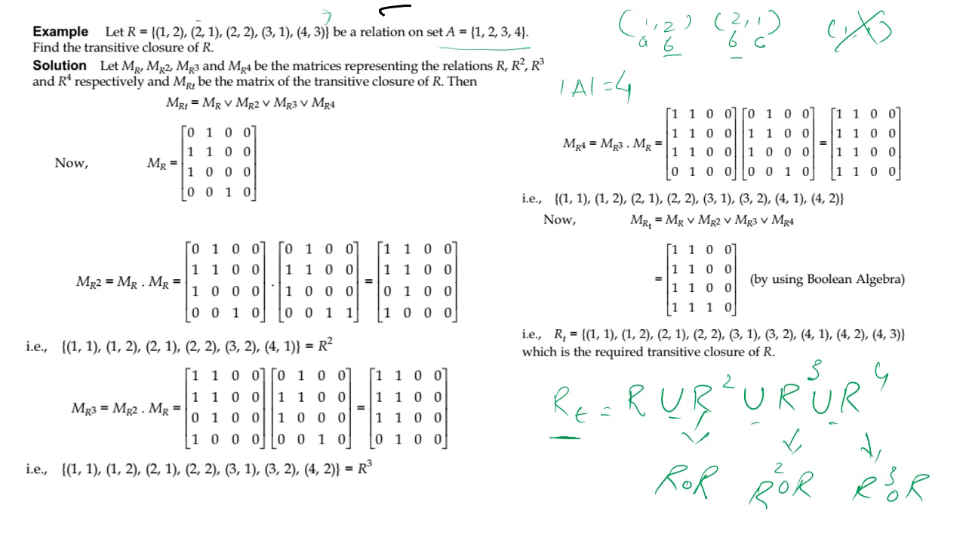Or you can use the matrix method. You create the relation matrix MR, then multiply it by itself to get the relation matrix MR square. Then multiply it once again with MR to find MR cube. Then multiply it once again by MR to get the relation matrix MR4. Once you have all 4 matrices, you can perform the join operation by using Boolean algebra and you will get the transitive closure. You can verify the transitive closure by both methods, and both of them will come out the same.